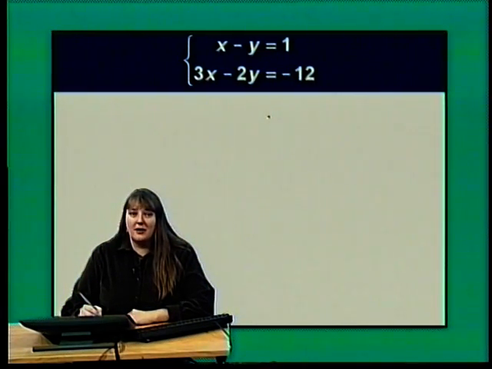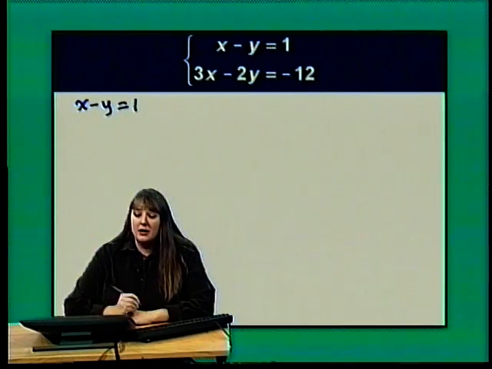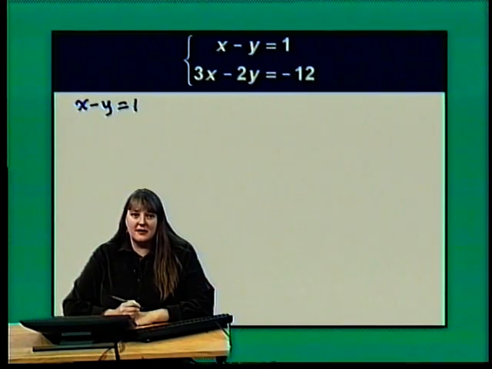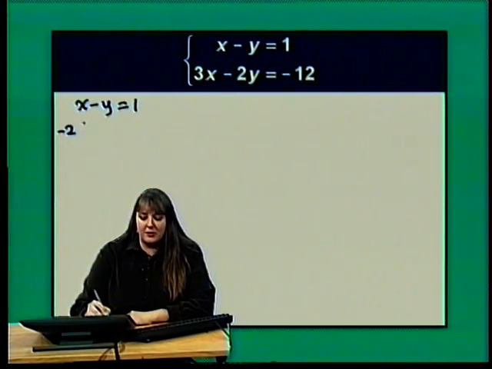If I multiply the equation x minus y equals 1 by negative 3 on both sides, then I'll have negative 3x, which is the additive inverse of 3x. Or, if I multiply both sides of the equation x minus y equals 1 by negative 2, then I'll have positive 2y, which is the additive inverse of negative 2y, and I'll eliminate the y's. I think in this problem, I'm going to eliminate the y's.